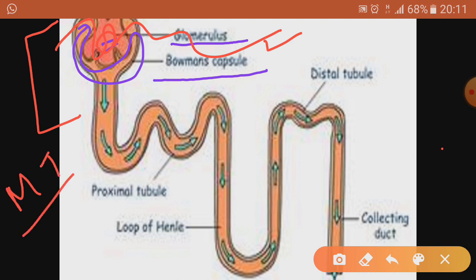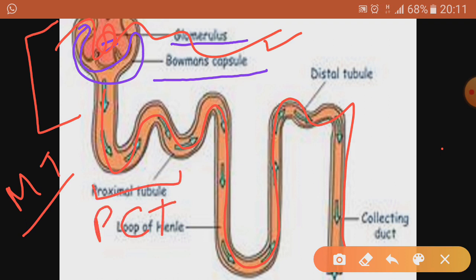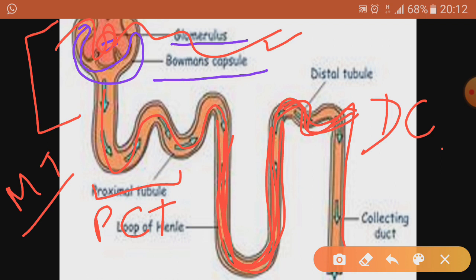And this one is the tubular part. The whole tail-like structure is the tubular part, which consists of the PCT. This one is PCT because this is the front part. This one is called loop of Henle. It is in the form of a loop, so this portion is called loop of Henle. Then this is known as the distal convoluted tubule. Convoluted means twisted. These are twisted, that's why they are called convoluted. This is DCT, and this one is the collecting duct.